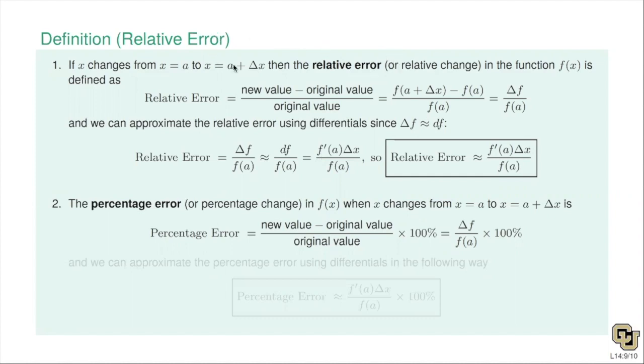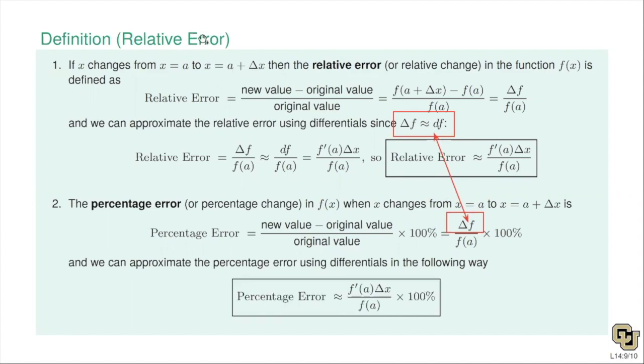And as before, instead of actually calculating delta f, we'll approximate delta f with the differential. So the formula for the percentage error now becomes f prime of a times delta x over f of a times 100%. So, this is just like an algebra thing. If something changes from 10 units to 15 units, it increased by 50%, right? So that's all we're figuring out here.